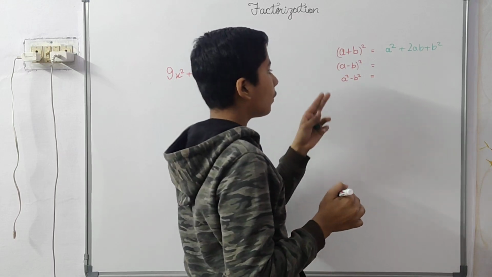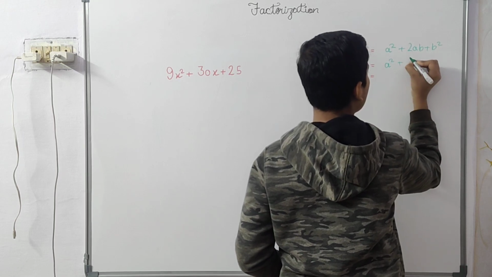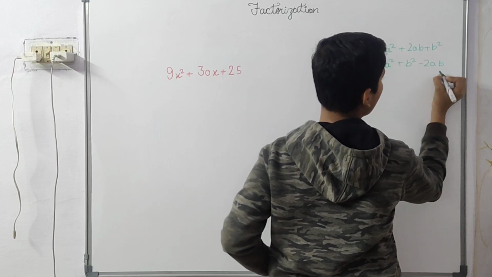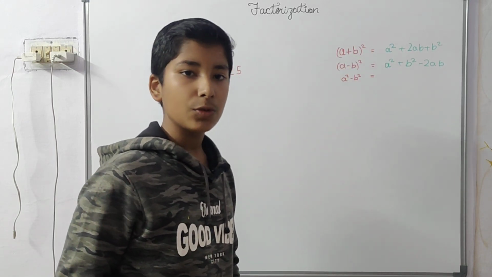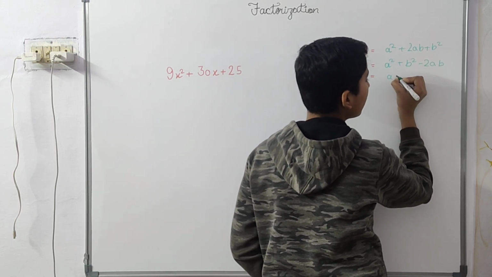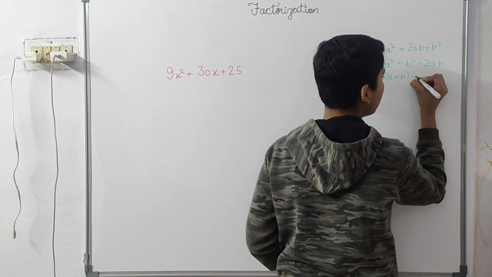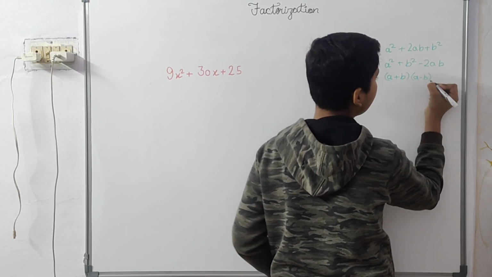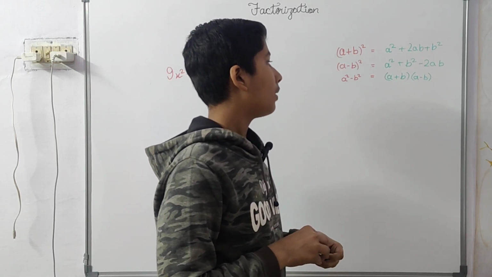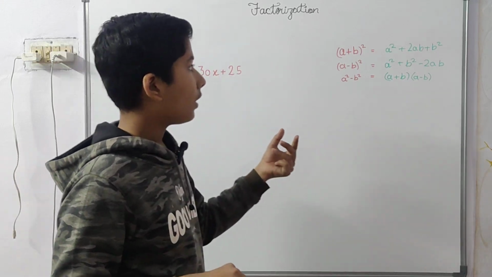And if it is asked for a minus b whole square, then you will write a square plus b square minus 2ab. Here it will be minus 2ab, but here it was plus 2ab. Now a square minus b square. Firstly add both of them, multiplied by subtracted both of them. If you subtract both of them and add both of them and multiply them with each other, a plus b into a minus b. So these are the identities.